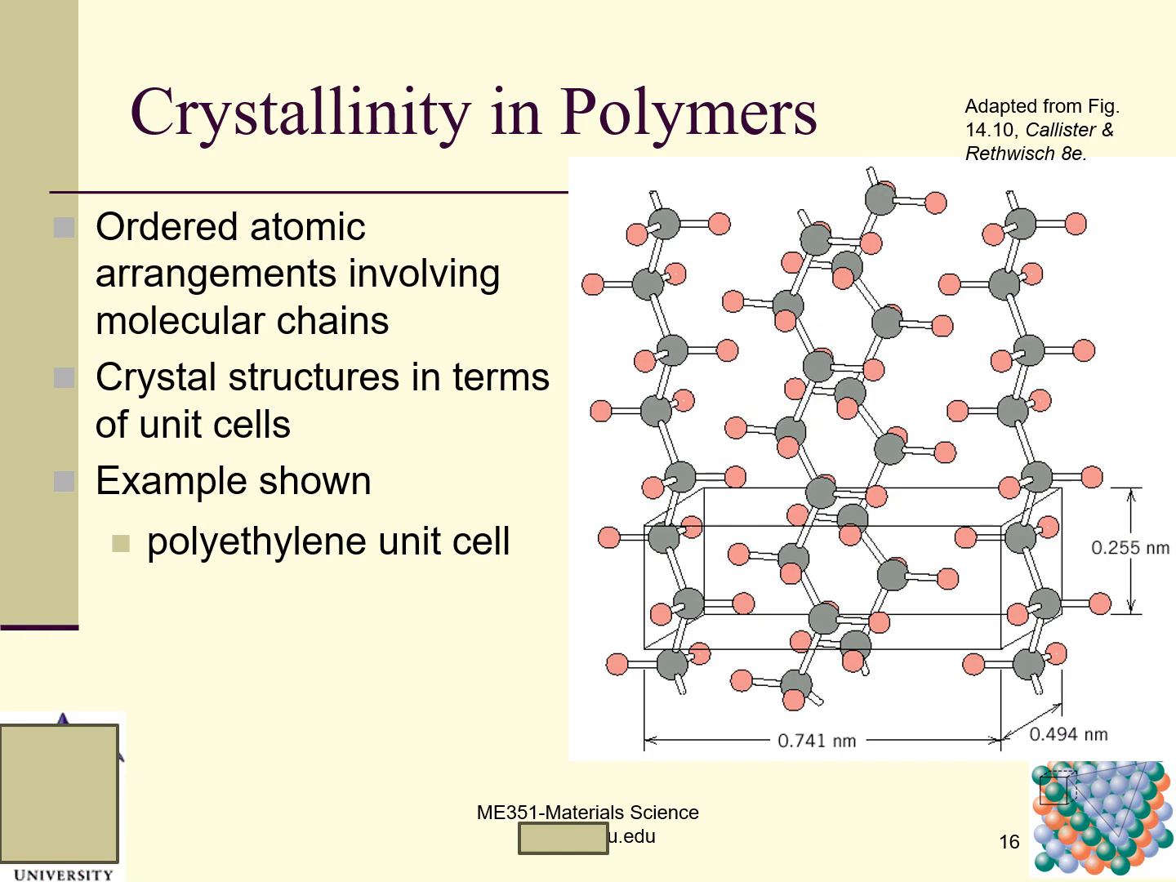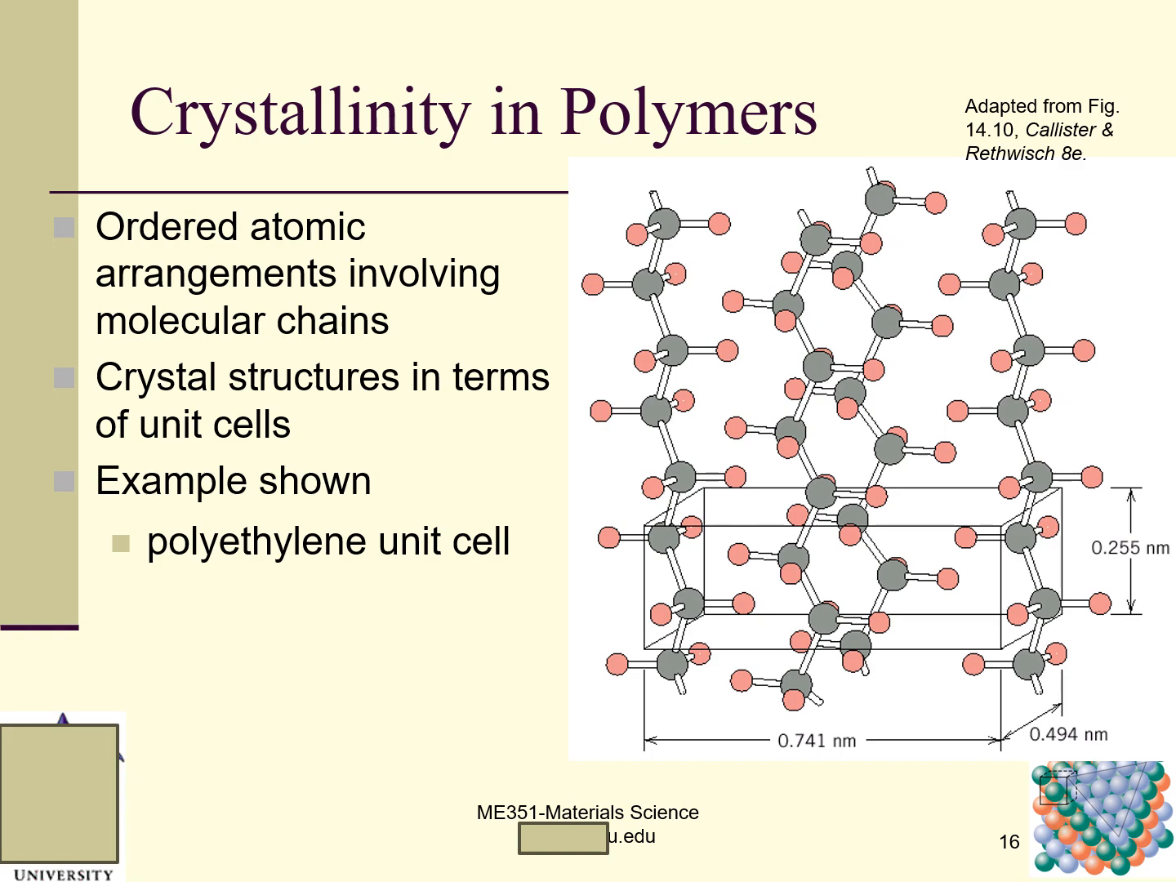However, based on some techniques and processes, we might have crystallinity in polymers. So here, crystallinity, as the name suggests, means ordered atomic arrangements involving molecular chains: ordered, repeated, periodical, and crystal structure in terms of unit cells. Crystal structure in terms of unit cells, unit cell, right?